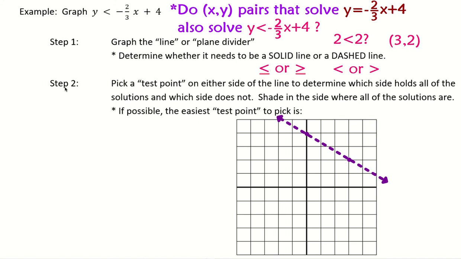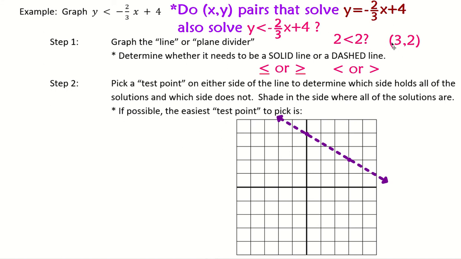And then here's where step 2 gets a little more open-ended. Pick a test point. Because here's the bottom line: you're going to be shading on one side or the other. Either all of the solutions live over here, or all of the solutions live over here, remembering that we haven't even graphed any solutions yet because the line contains no solutions. And you can pick a test point.